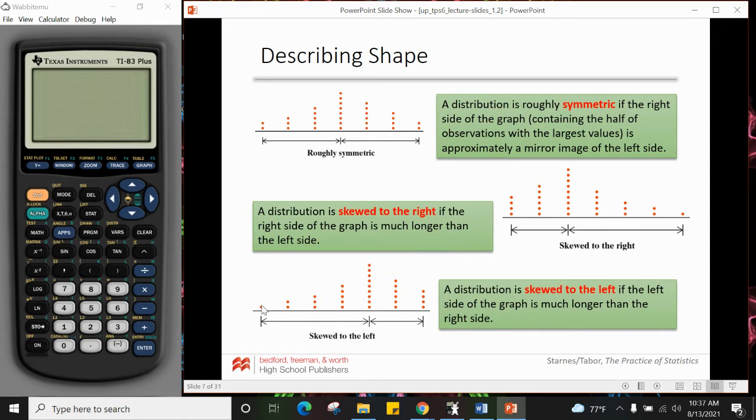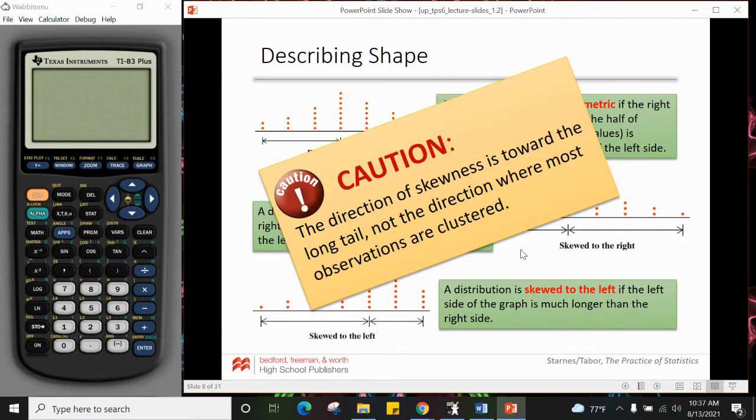For skewed left, I have this long tail, and then I come up and get most of my data. So skewed left is where there's a little bit of data on the left-hand side. It's a lot more spread out. You can see with these markers showing about half of the data, see how much longer it takes to get half the data on a skewed left than on the skewed right. Versus the symmetric, about both are half and half, and about equal distances for each half. So just a caution: the direction of skewness is towards the long tail, not the direction where most observations are clustered.